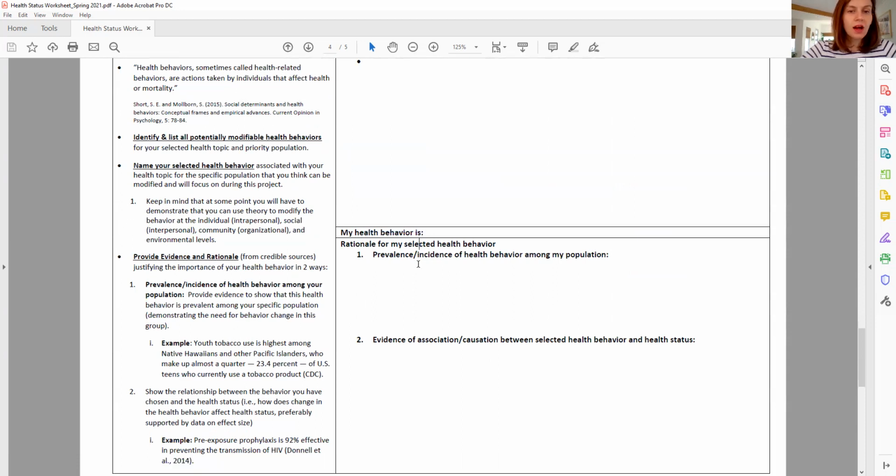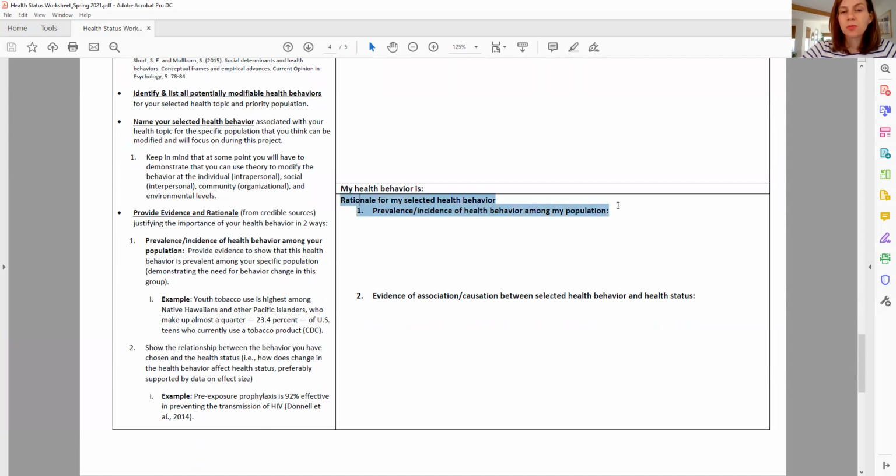health behavior, and then you're going to provide rationale for your selected health behavior within your priority population. What's the prevalence and incidence of the health behavior within the population you selected? So if we selected Black MSM for our population because they have greater rates of HIV, now I want to provide the prevalence and incidence of that health behavior, unprotected sex, for Black MSM. So I need to be providing some detailed statistics or studies that have shown the rate or prevalence of that in my population.